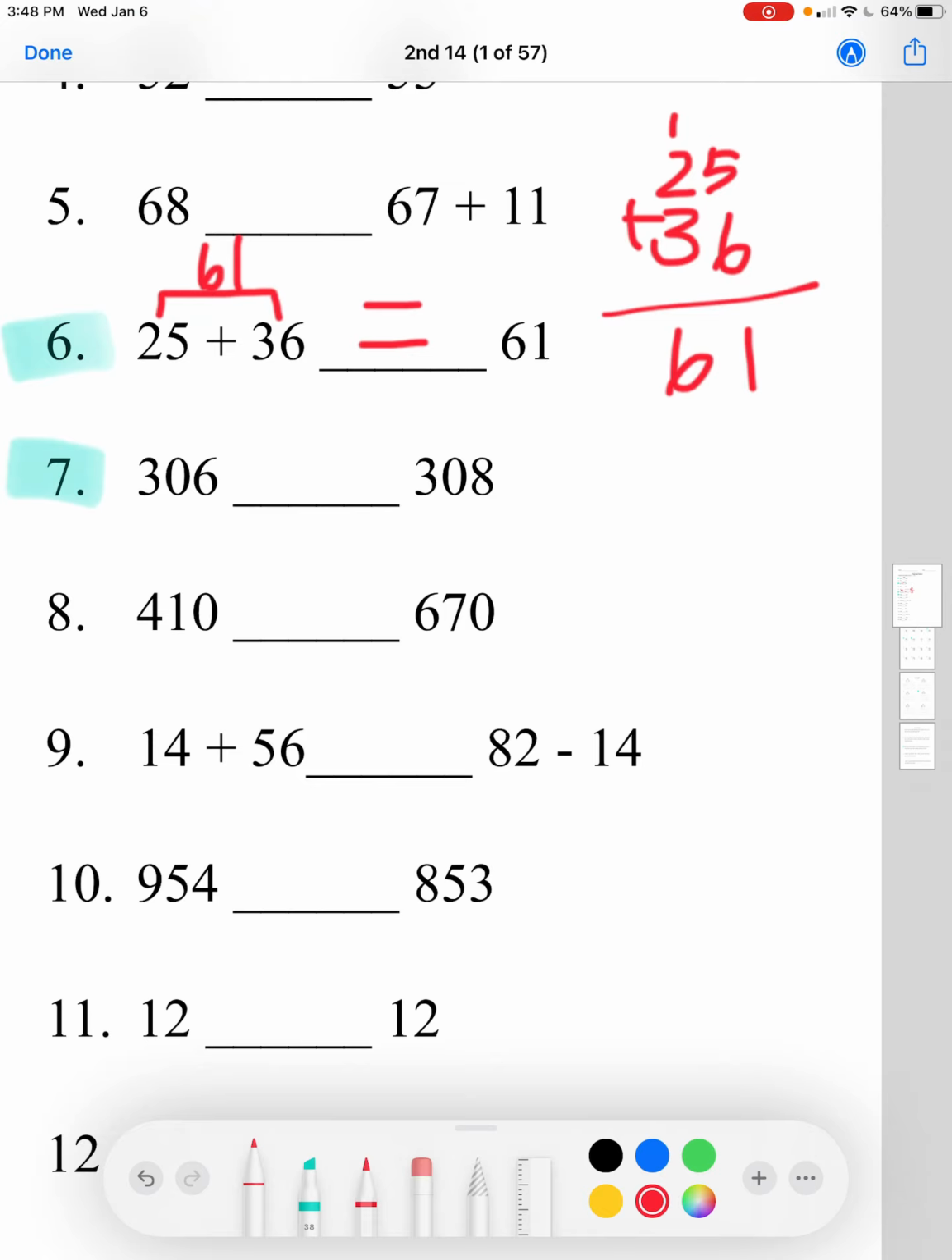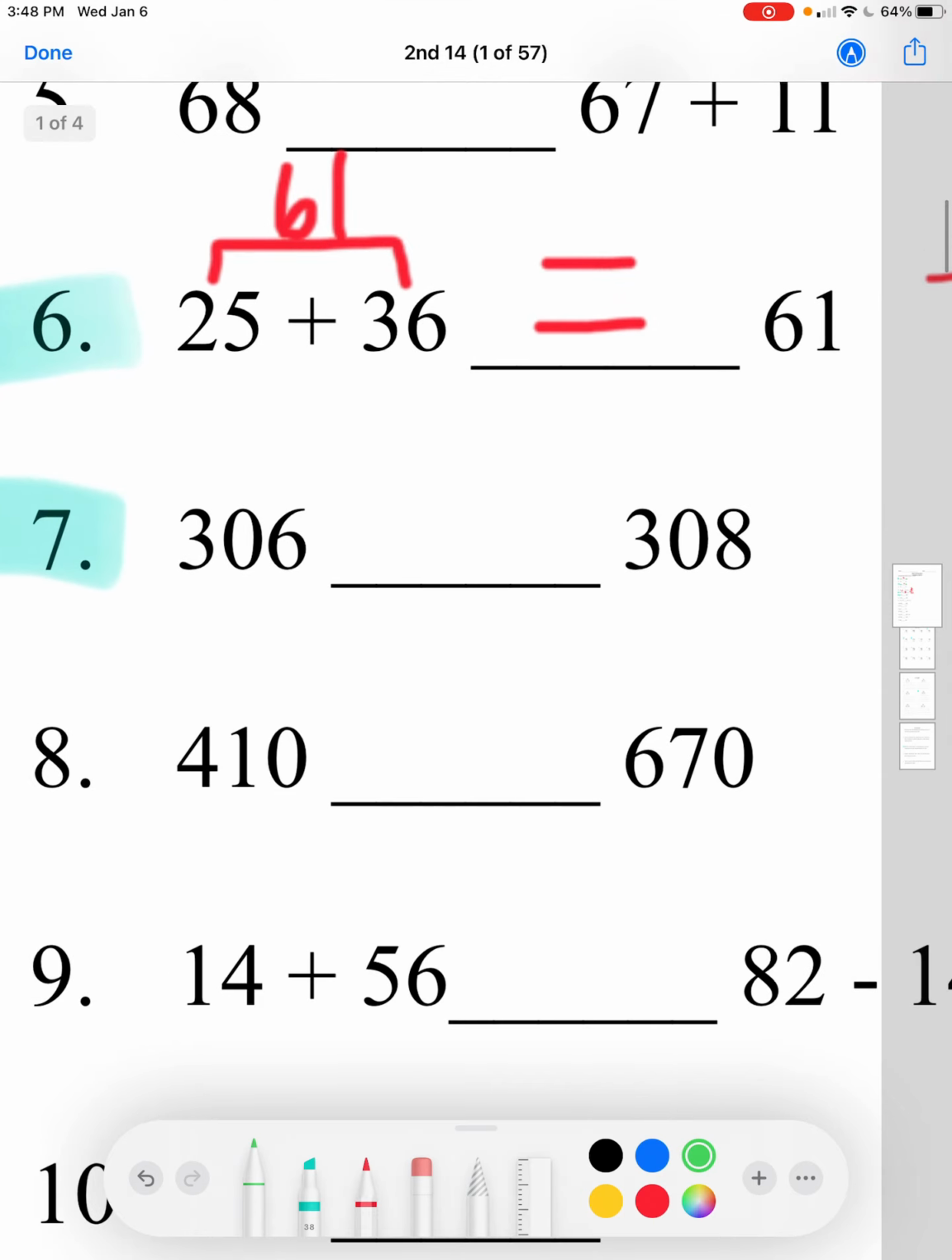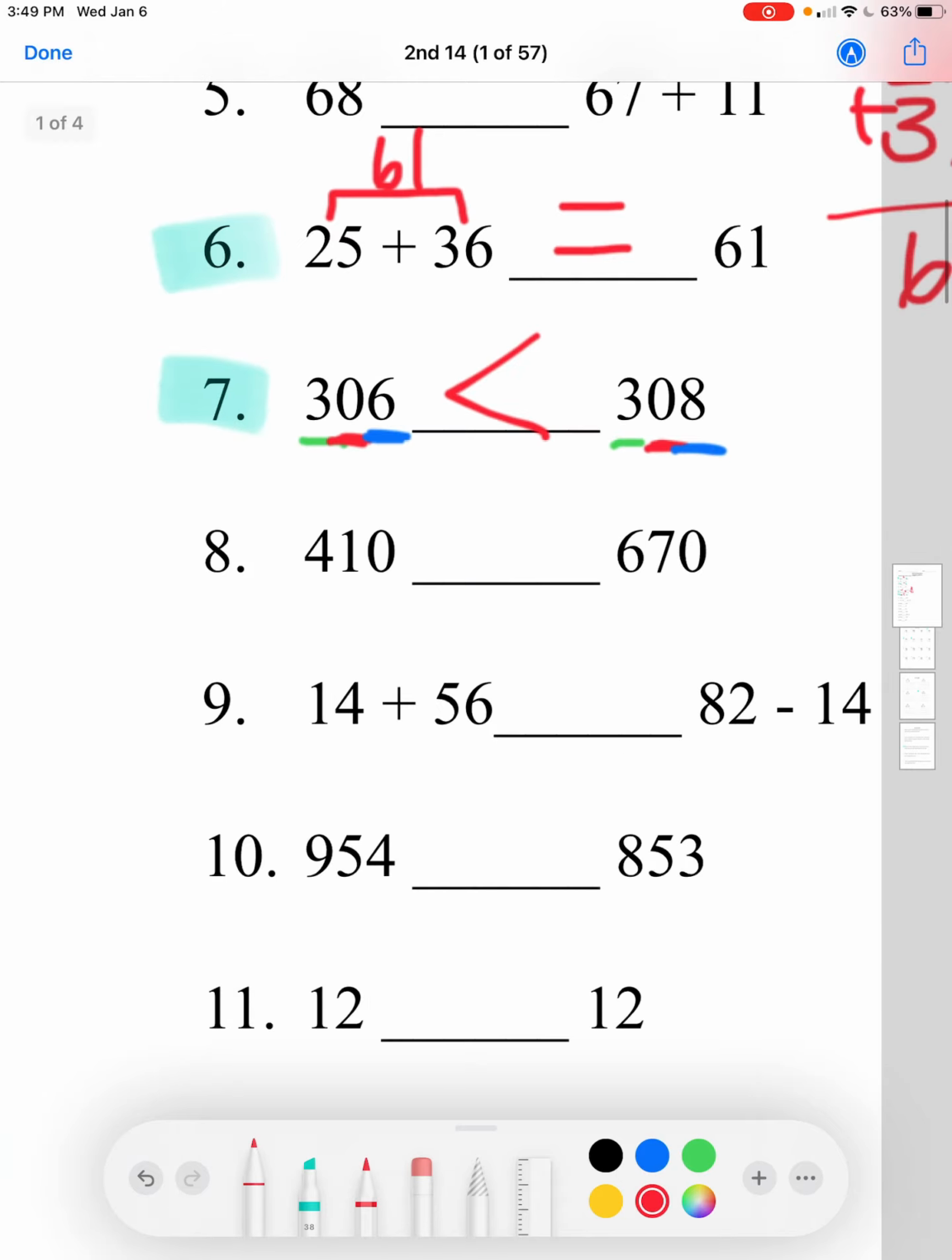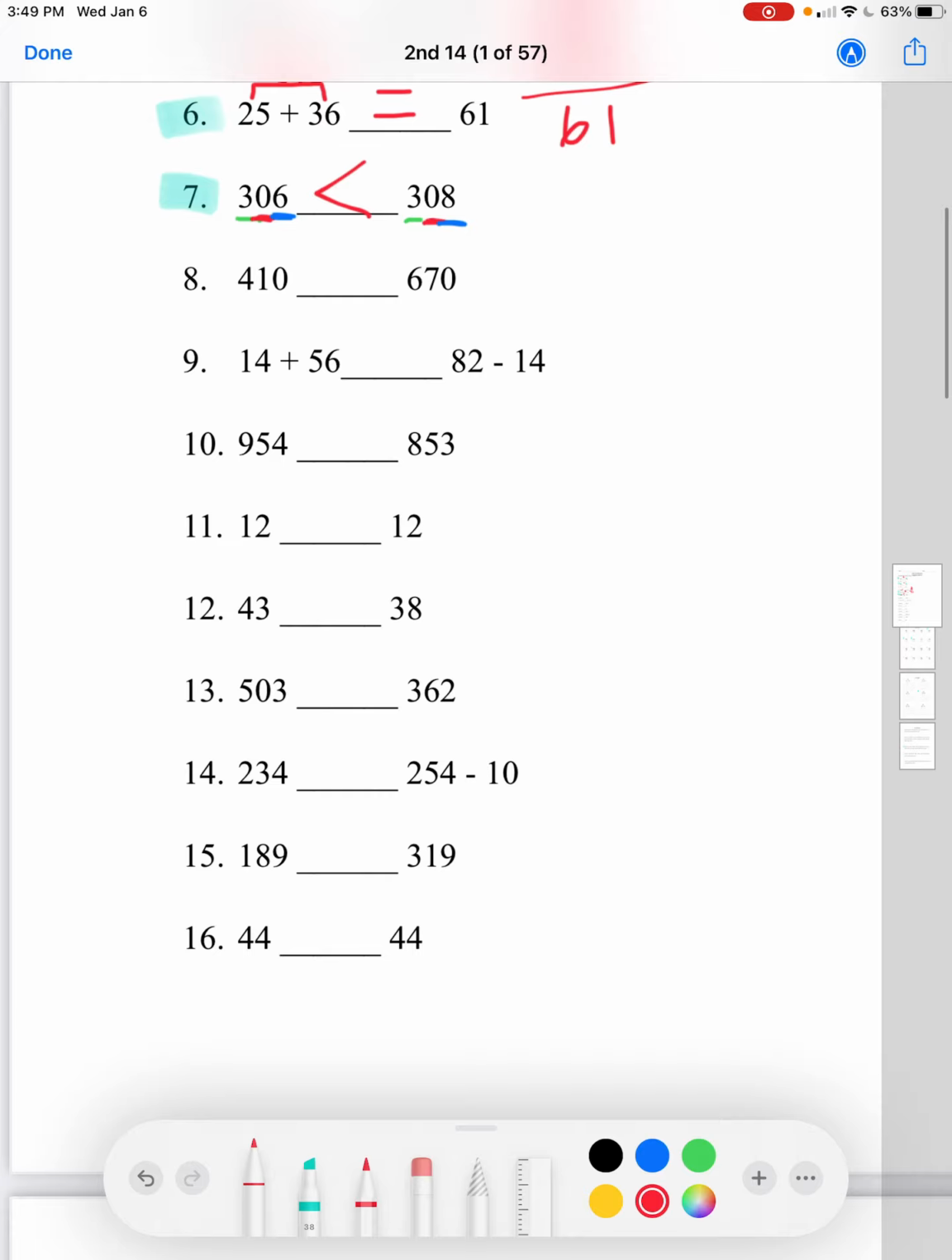And now number 7, we have 306 and 308. So again, let's start by comparing the digits in each place. We have a 3 in the hundreds place and a 3 in the hundreds place, so they are the same. So move on to the next place, which is the tens place. We have a 0 here and a 0 here, again they're the same. So let's move on to the ones place. We have a 6 here and an 8 here. We know that 8 is more than 6. So we'll have the symbol facing open towards the bigger number. So it shows that 306 is less than 308.